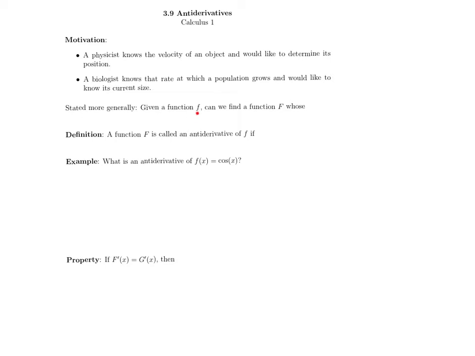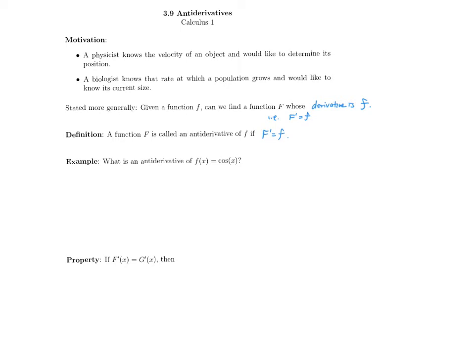If you are given a function little f, think of it as the velocity or the rate of growth of the population, can we find a function big F whose derivative is little f? That is, stated slightly differently, big F prime is equal to little f. And this is precisely what it means for big F to be an antiderivative of little f. So we say that big F is called an antiderivative of little f if big F prime is equal to f.